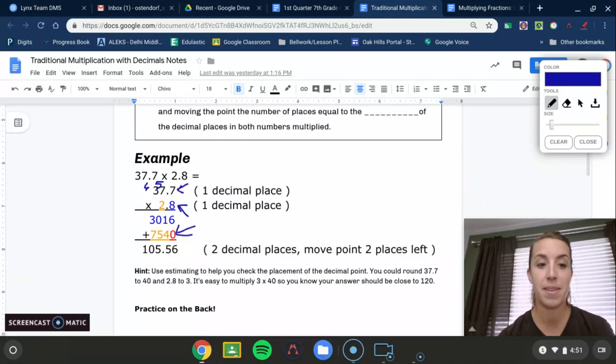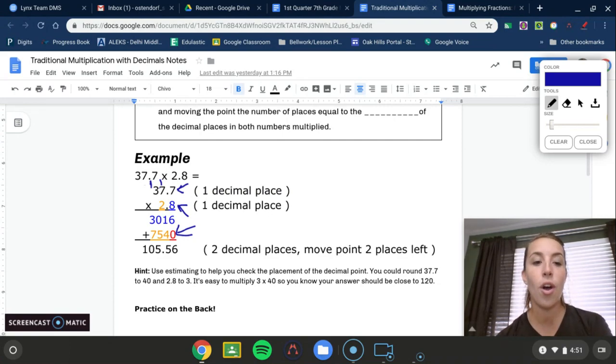So 2 times 7 is 14, which is why they have this 4. And then I would carry a 1 at the top. So that's where a 1 would go. Then I get 2 times 7 again, which is 14, plus the 1 is 15, which is why that 5 is down there. And I would put another 1 up here. Then 2 times 3 is 6, plus the 1 is 7.